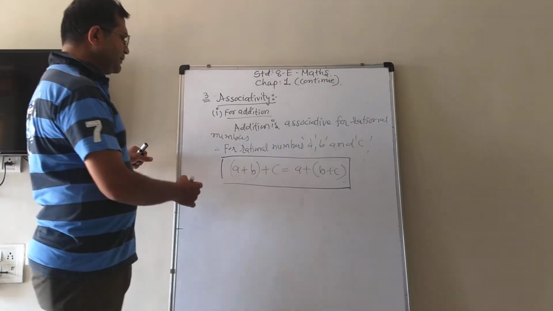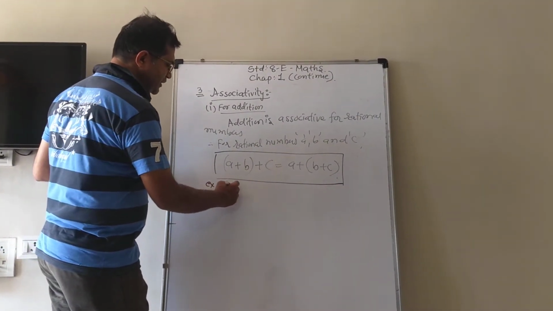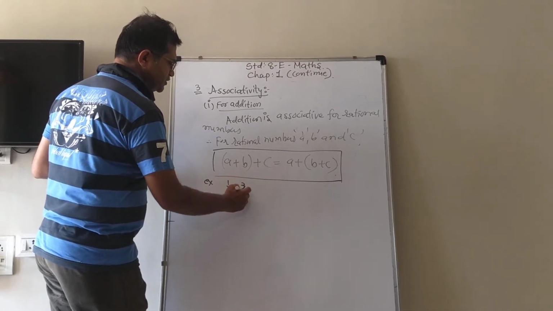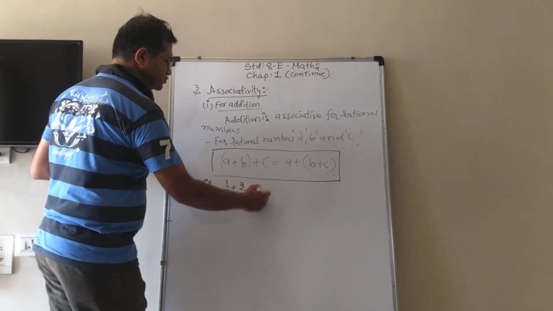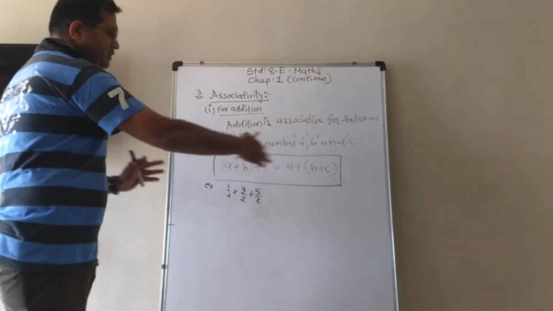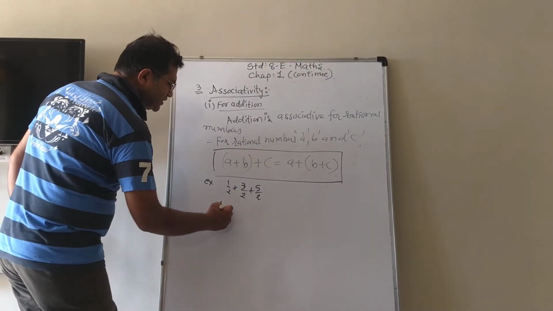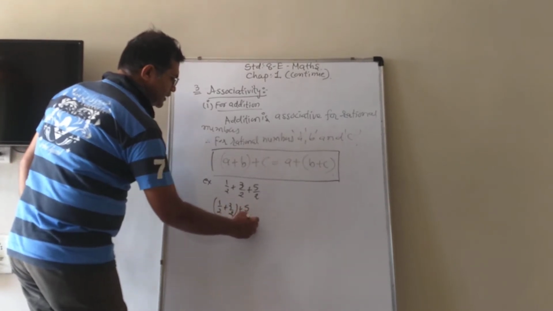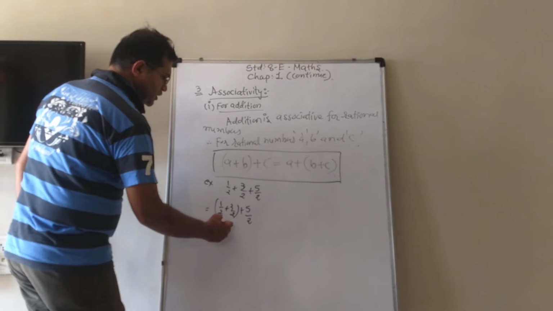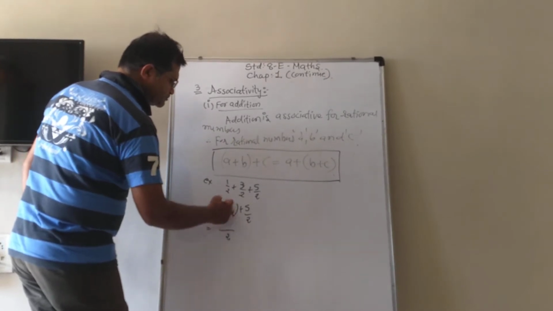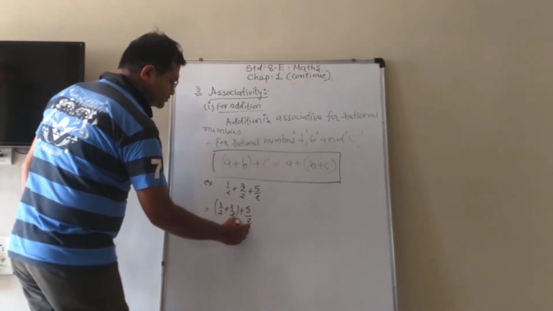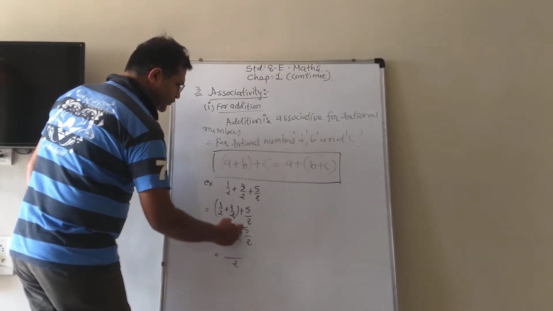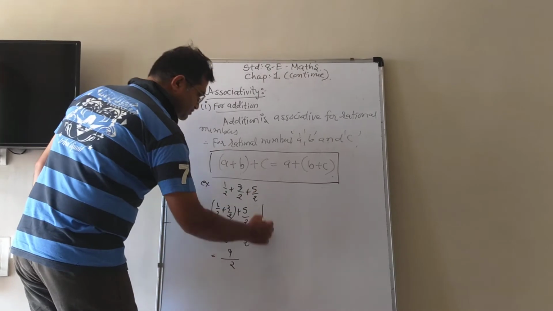We will take an example. Say 1 by 2 plus 3 by 2 plus 5 by 2. We will do it both ways. First we will do like that, (1 by 2 plus 3 by 2) plus 5 by 2. So here you will see that 2 is LCM, 1 plus 3 is 4. 4 by 2 plus 5 by 2. 2 LCM, 4 plus 5 is 9 by 2.